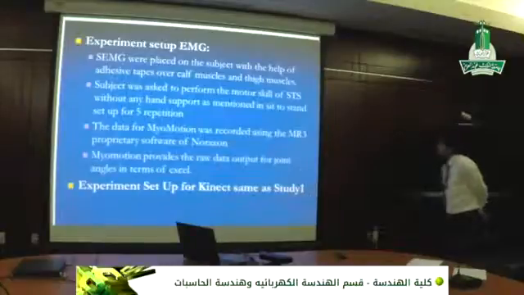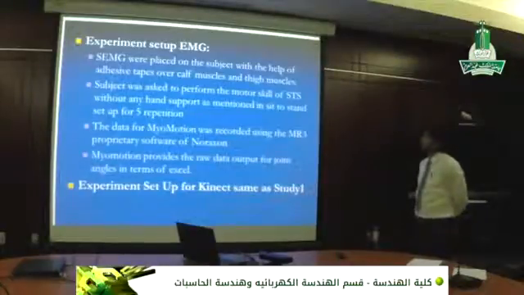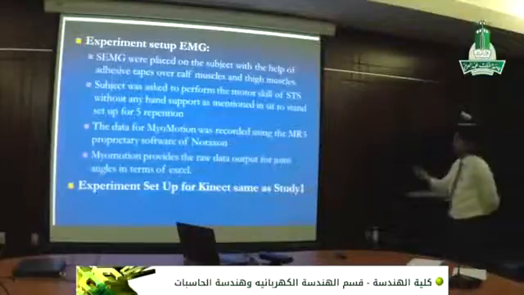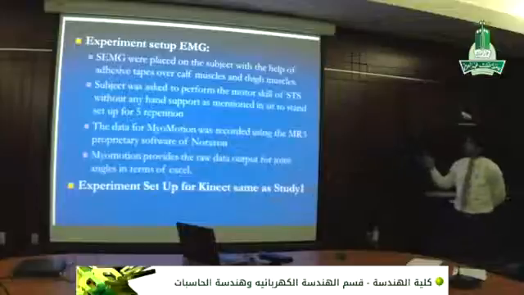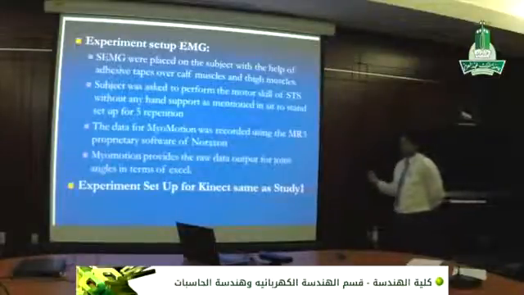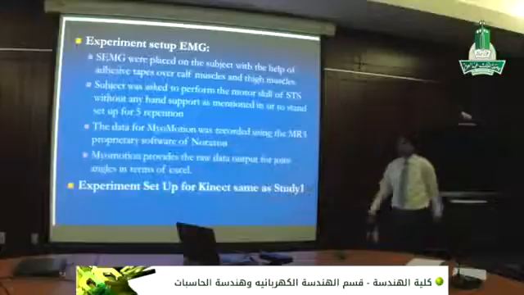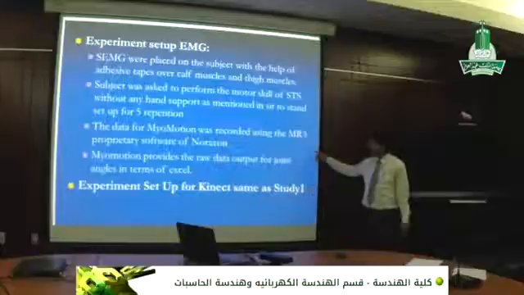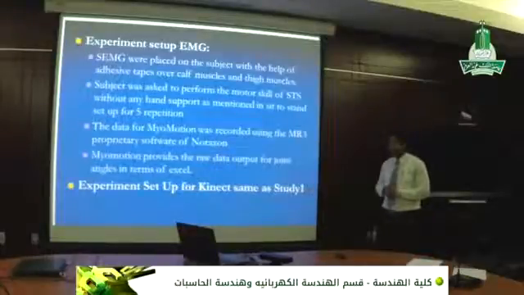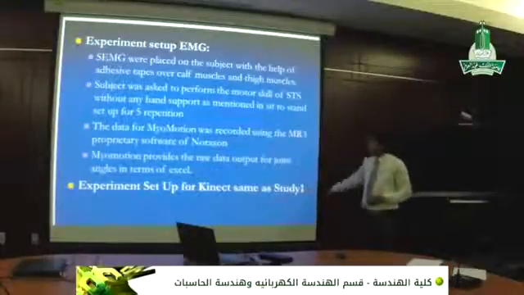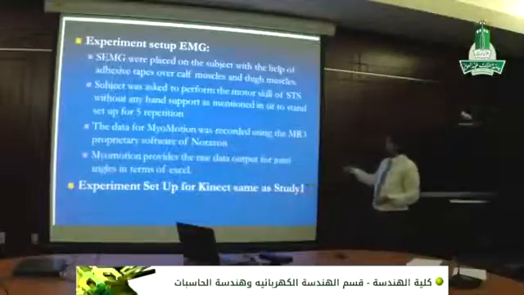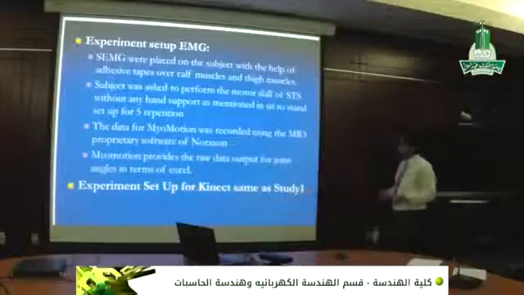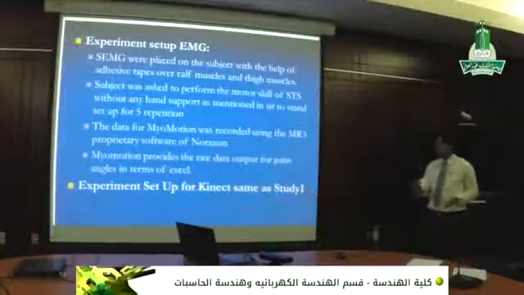Experiment setup for the SEMG. The SEMG sensors were placed on the subject, as I have shown earlier in the EMG slide, with the help of adhesive tapes. The subject was asked to perform the motor skill of sit-to-stand without any hand support for 5 repetitions. The data for the motion was recorded using the Horizon MR3 proprietary software, which provided the raw data output for joint angles. The experiment setup for Kinect was the same as study 1, study 2 and study 3.